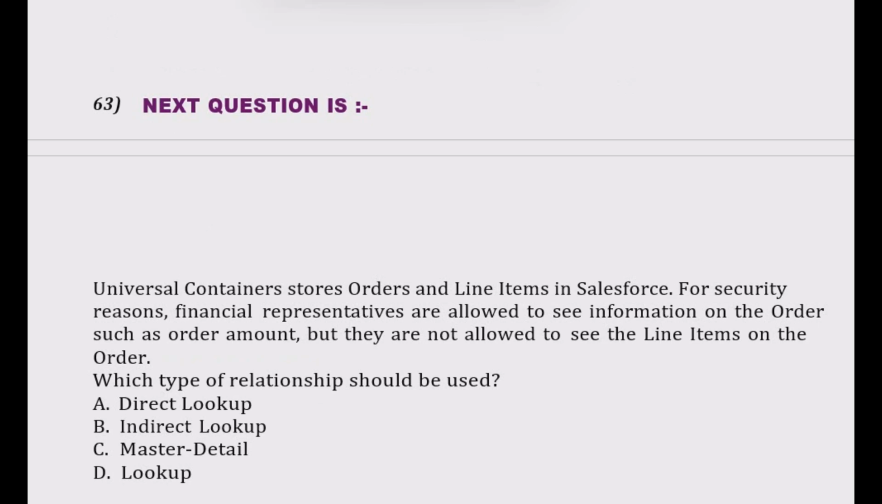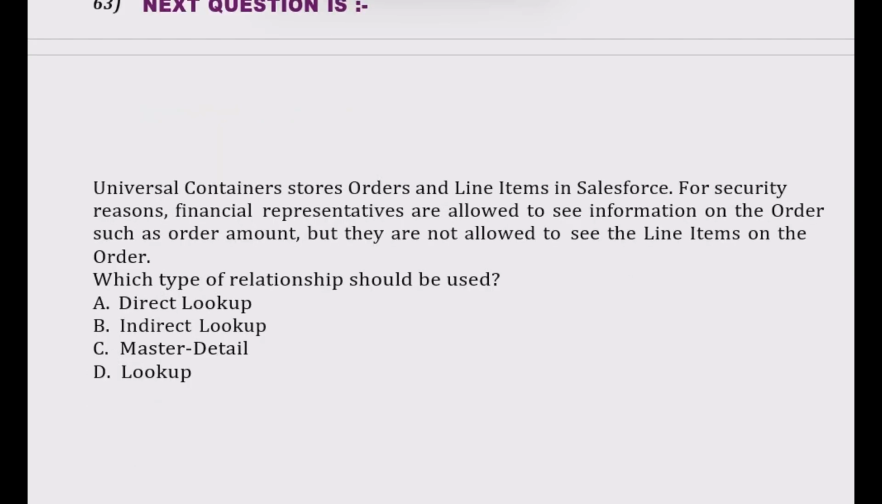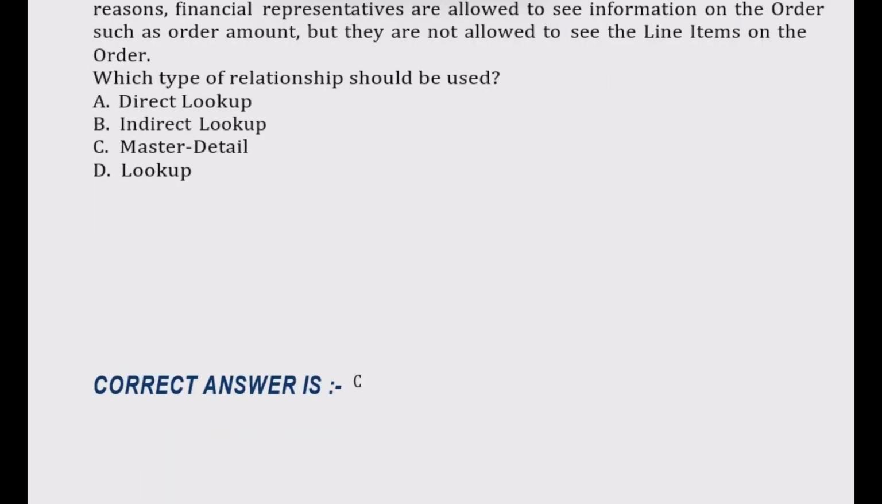Question is Universal Containers stores orders and line items in Salesforce. For security reasons, financial representatives are allowed to see information on the order such as order amount, but they are not allowed to see the line items on the order. Which type of relationship should be used? Option A, direct lookup. Option B, indirect lookup. Option C, master detail. Option D, lookup. Correct answer is option C.